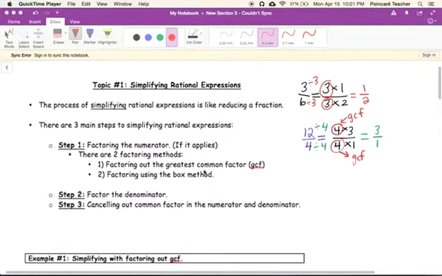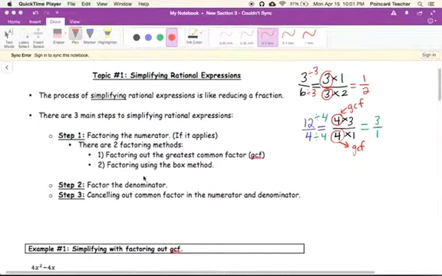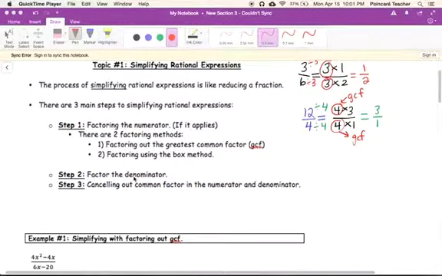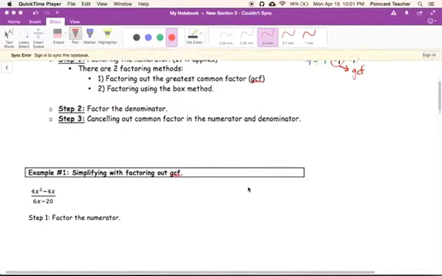Okay, so for simplifying rational expressions, there are 3 main steps. The first thing is you want to factor the numerator if it applies. There are going to be 2 different methods you're going to be using for factoring. The first one is factoring out the greatest common factor. And the second is factoring using the box method. A little comment about the box method: you may have learned other methods for factoring, so you could definitely use that if you find it easier. Step 2 is to also factor the denominator, and step 3 is canceling out the common factor in the numerator and denominator.